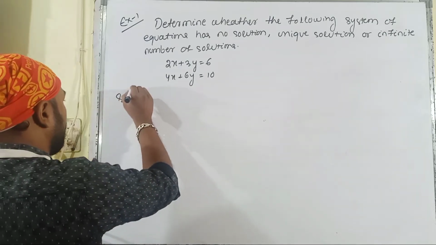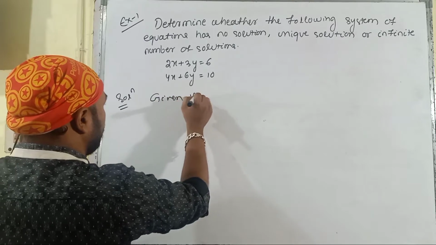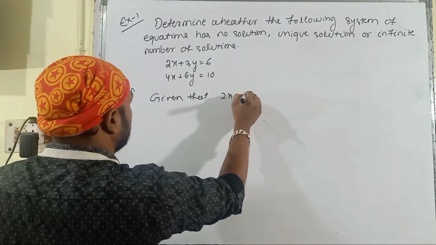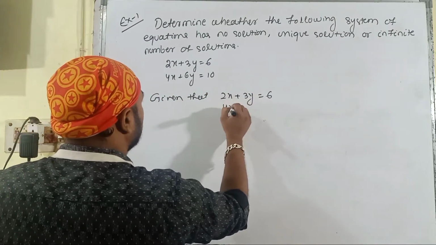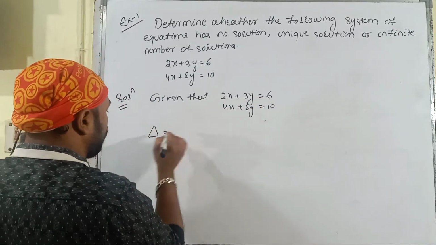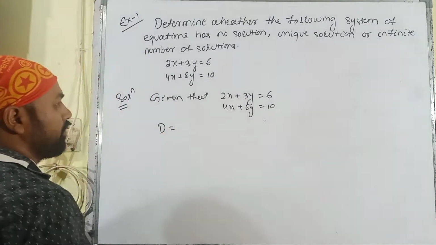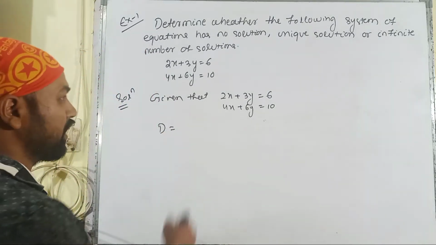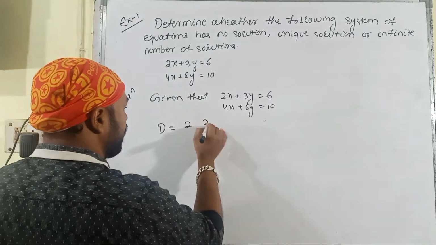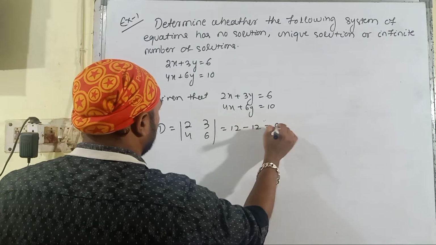So first of all, write down the given data here. Given that 2x plus 3y is equal to 6, 4x plus 6y is equal to 10. First of all, we have to find out D or delta here. So let us write down D. First of all, we have to write down the coefficients of x and y in the form of determinant: 2, 3, 4, 6. It is 12 minus 12, it is equal to 0.